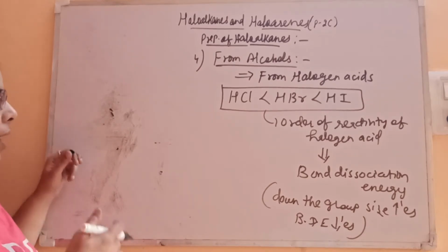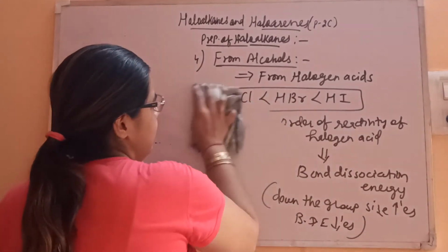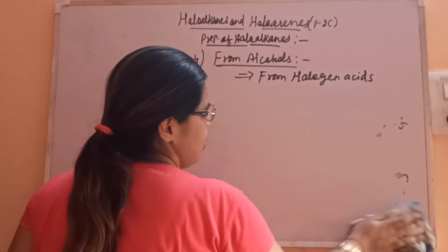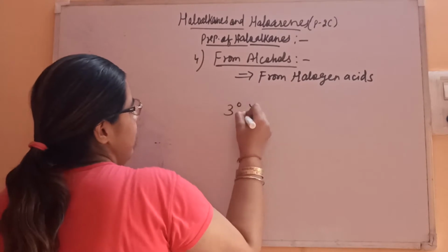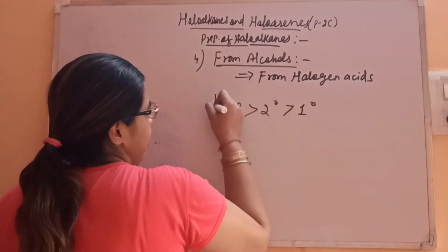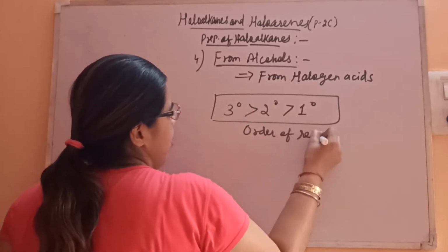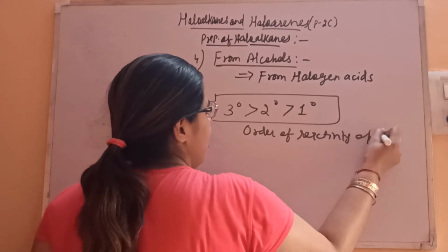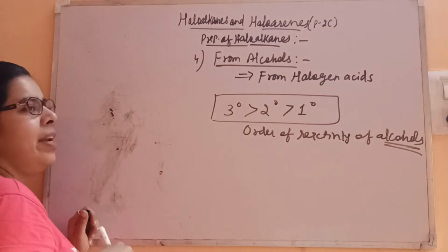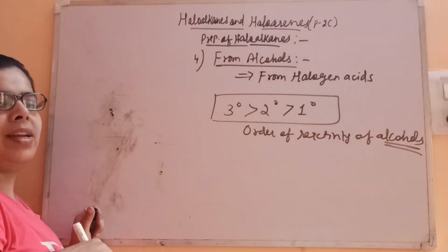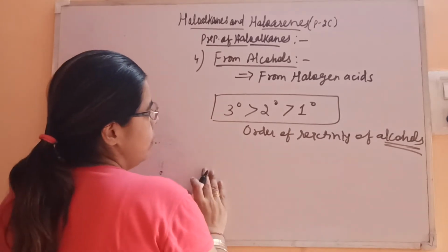Fine? Okay. So let's see the order of reactivity of alcohols as well. This is for the halogen acids. The order of reactivity for alcohols is as follows: 3 degree, 2 degree and 1 degree. This is based on why 3 degree is reactive? Because the carbocation is stable here. So this is the order of reactivity.